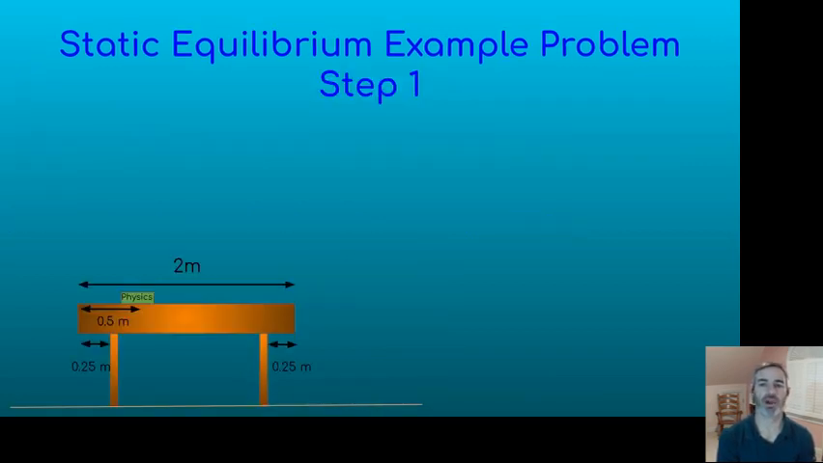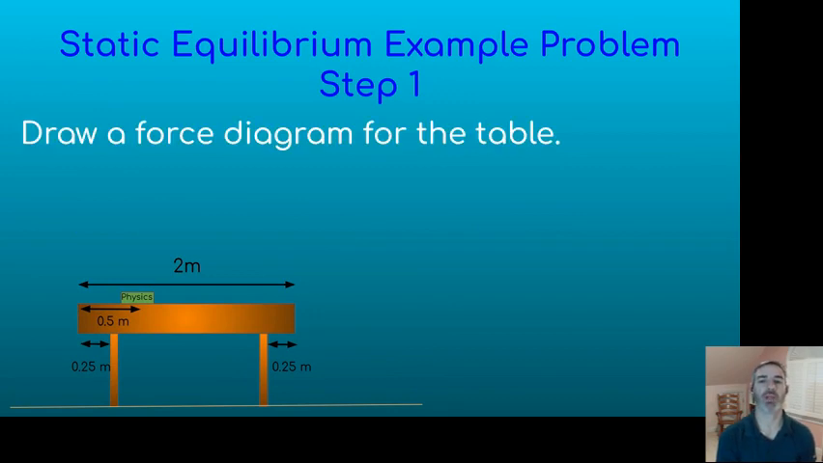So step 1 is to draw a force diagram for the table. We're just going to draw a line to represent the table, and then we're going to go through the forces that are acting on the table. One force that acts on the table is the gravitational force. Now, because we're drawing it from specific spots, we have to draw the gravitational force from the table's center of mass, which is going to be the center of the table. So we have the gravitational force on the table.